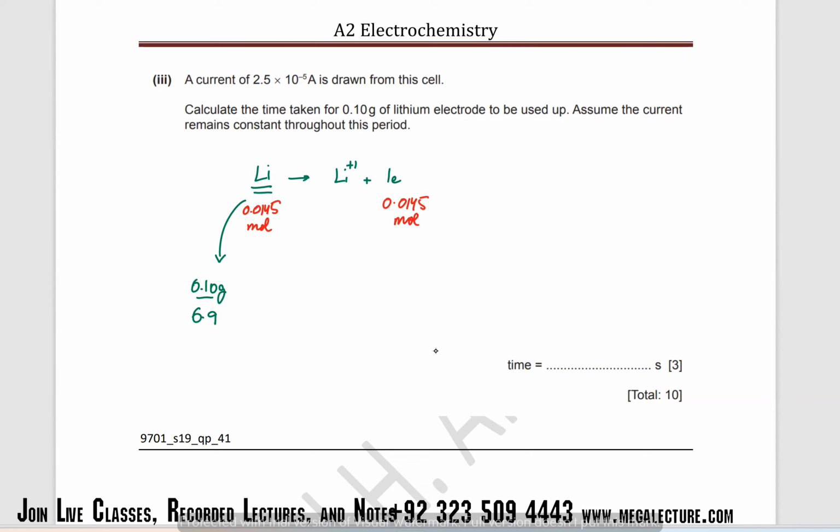And then I said, the Faraday constant: 1 mole of electrons will have a charge of 96,500 coulombs. To dissolve 0.1 gram, this many moles of electrons need to pass through the circuit. So what is the charge flowing through the circuit? Multiply 0.0145 by 96,500 coulombs. So how much charge is this equal to?